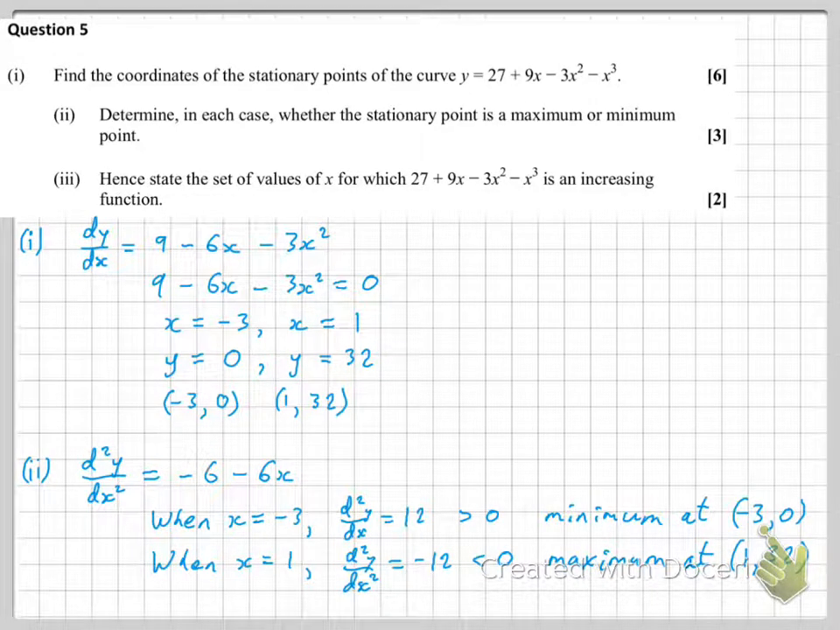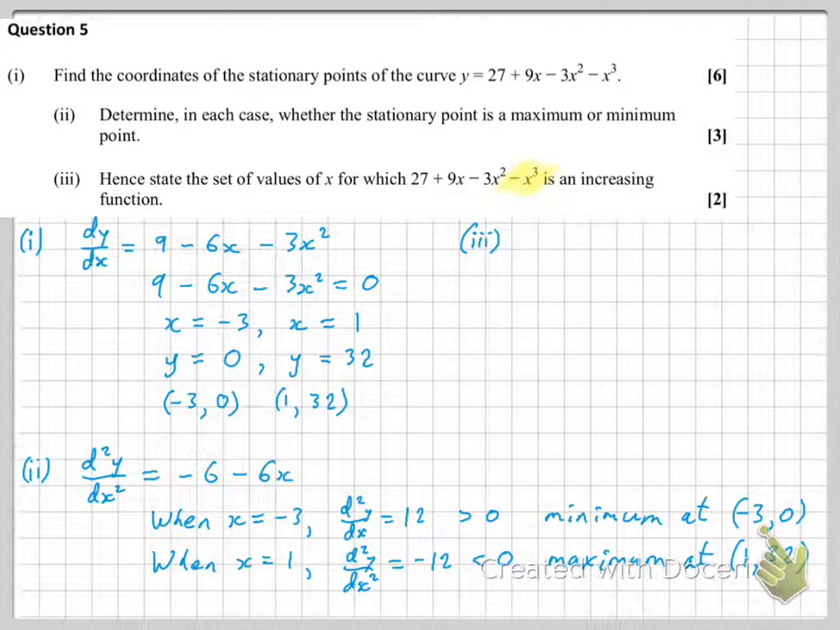Great. Part 3, it's asking about an increasing function, the definition of an increasing function, or the part of a function where it is increasing. It's just where it's got positive gradient, that's all it's saying. So it's asking which part of the curve has positive gradient. Well, hopefully you've spotted that this is a negative cubic.